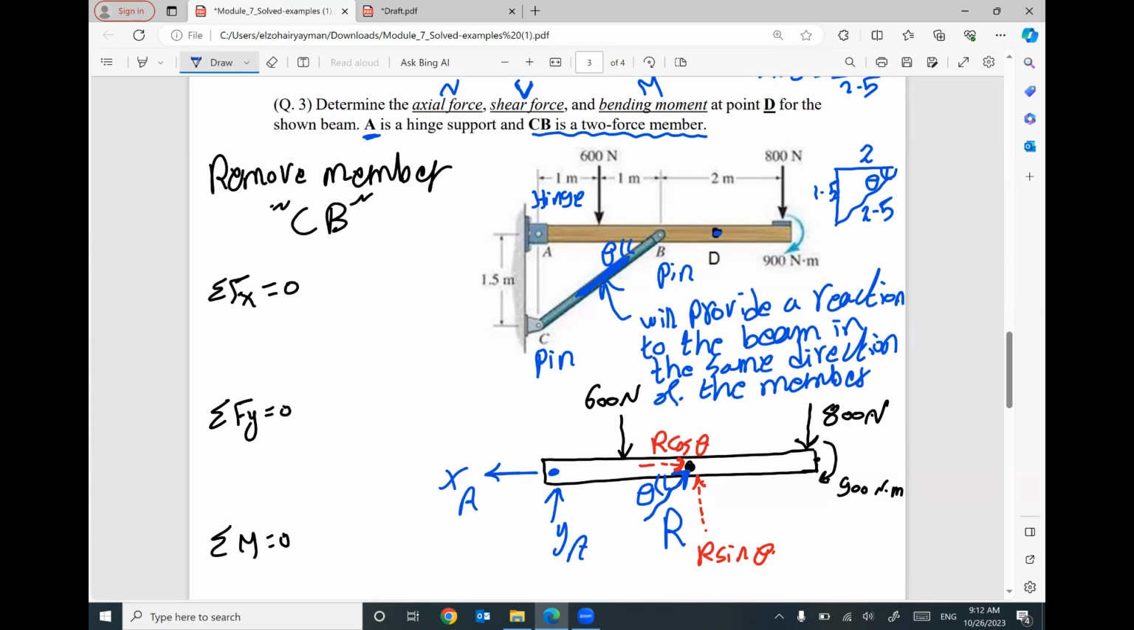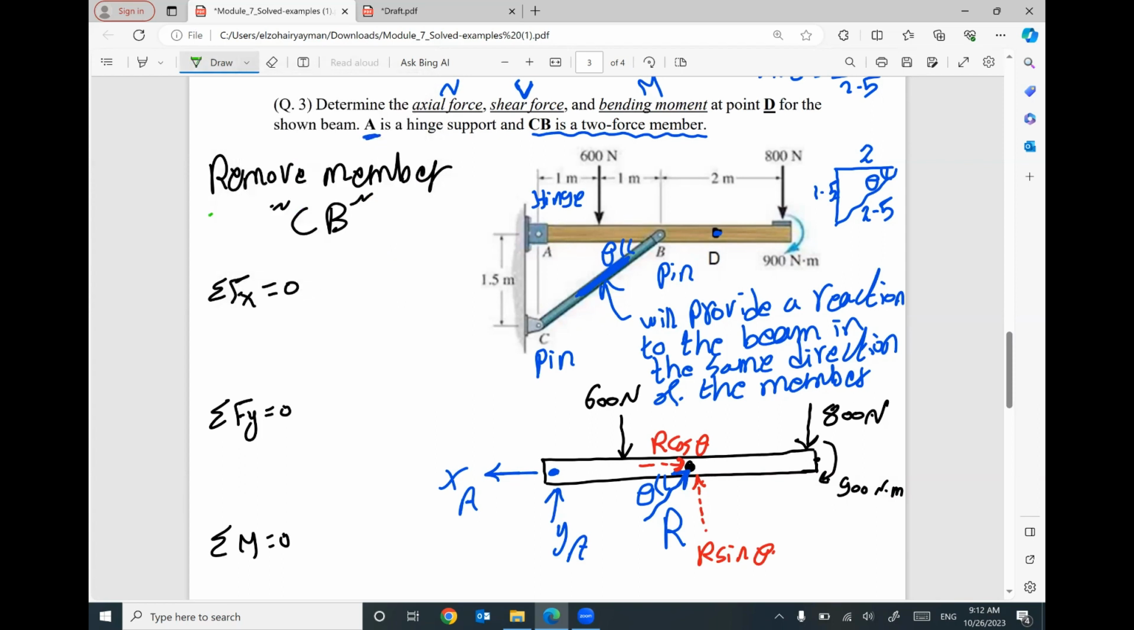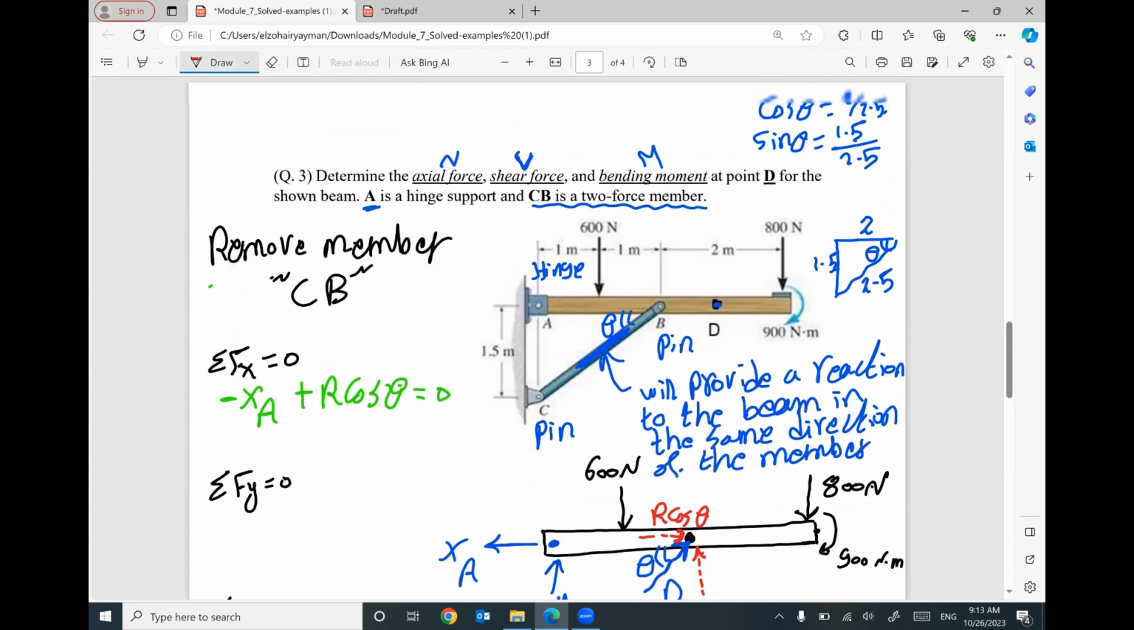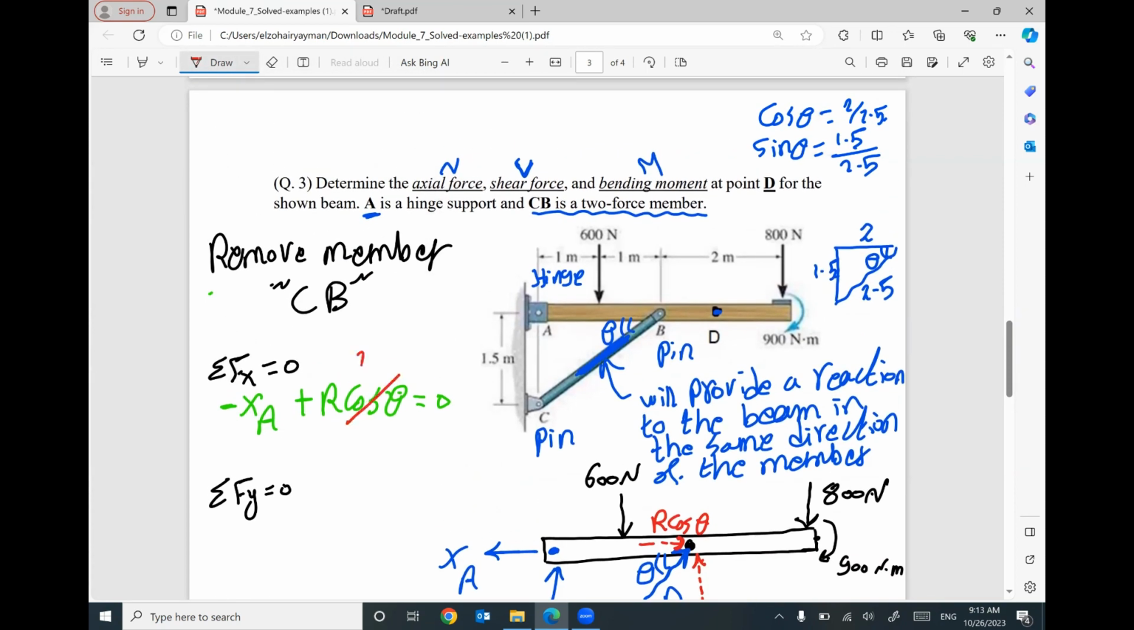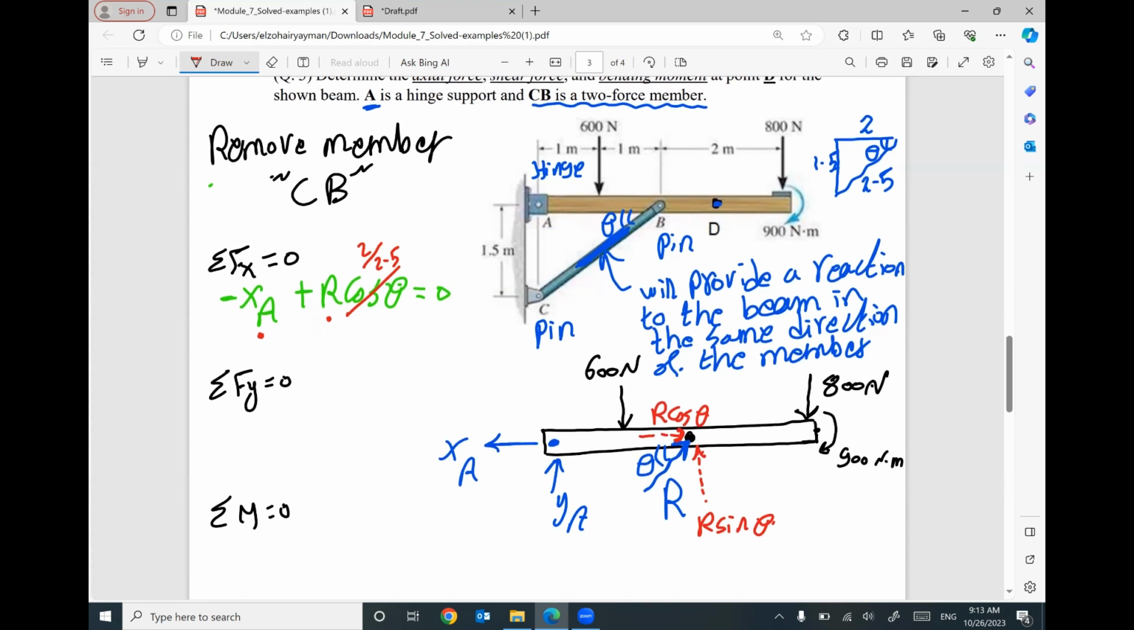If you apply summation f of x equals 0, I have negative xa, I have positive r cosine theta, nothing else. Yes, I do have cosine theta equal 2 divided by 2.5, but I'm still having two unknowns, xa and r. I don't know any of them. So leave it. Summation f of y equals 0. We have in y positive ya.